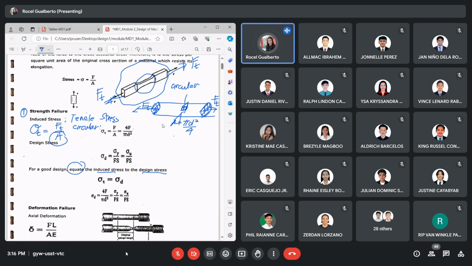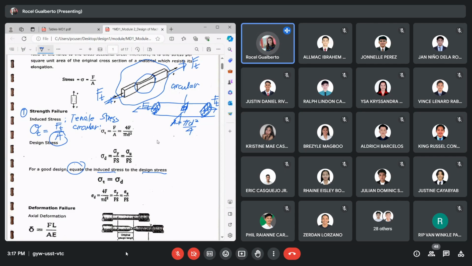Pag hindi po sinabi, that is the time that you would go back to the type of material. And with the type of the material, yan na ngayon yung magiging basis nung iyong design. If it is a ductile material, you base design on the yield. And if it's a brittle material, you base design on the ultimate strength. So, wag po tayo malilito doon.